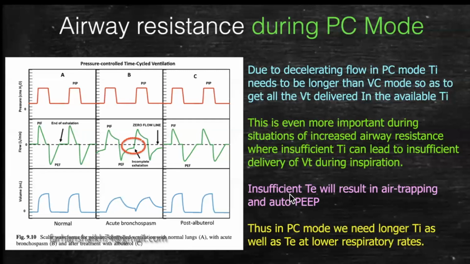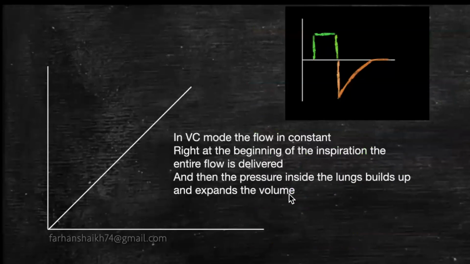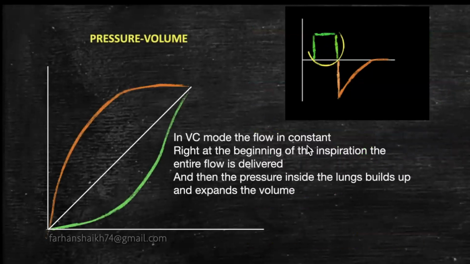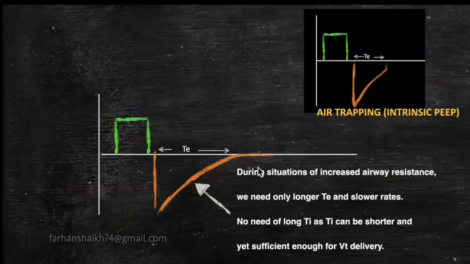with increased airway resistance. But in volume control mode, it's a constant flow, and right at the beginning of the inspiration, the entire flow is delivered, and then the pressure inside the lung just builds up and expands the volume over a period of time, and the pressure is changing. So that is why even with a shorter inspiratory time, all the volume will be delivered in volume control mode.